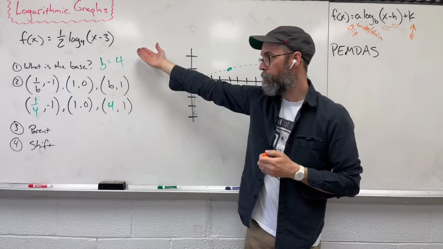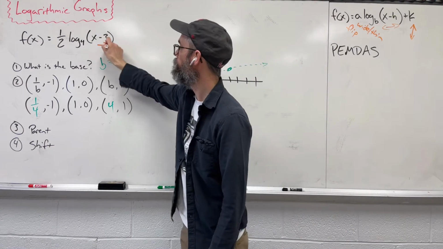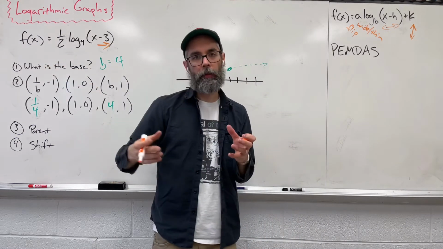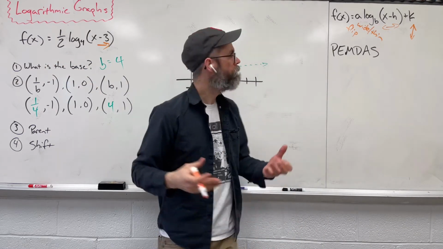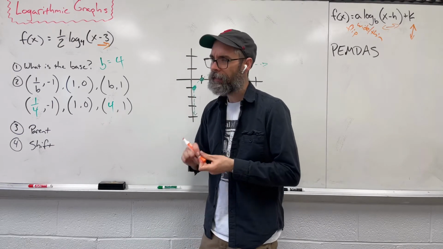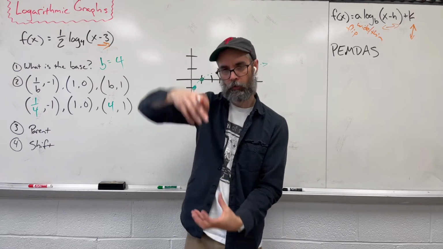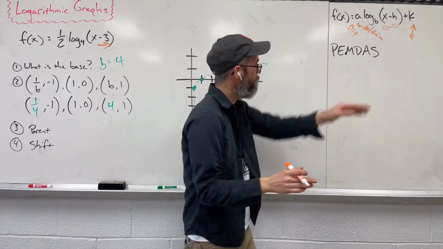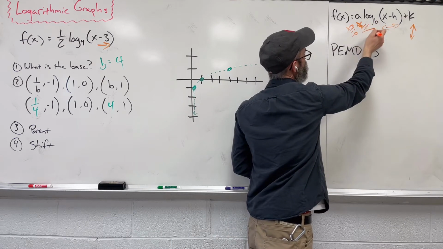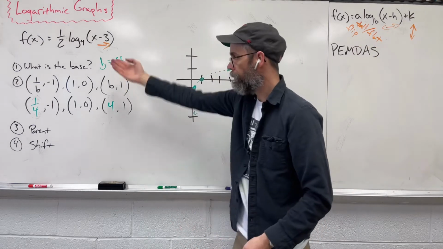Okay, so what does that mean over here? Well, this 3 says we're going to shift it 3 spots to the right. This 1/2 says we're going to get either wide or thin. In this case, I could change that wide and thin to maybe tall and flat. So let's switch those words. We'll say tall, flat.